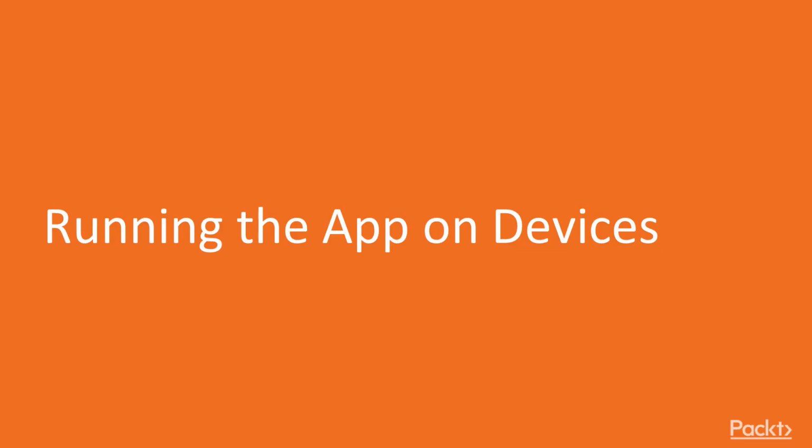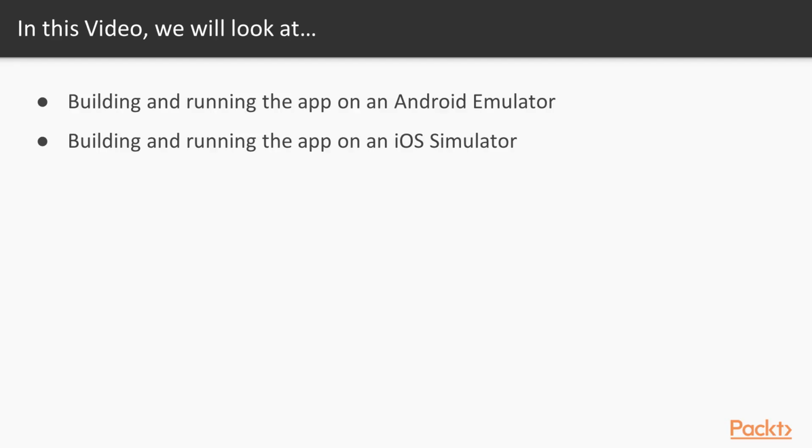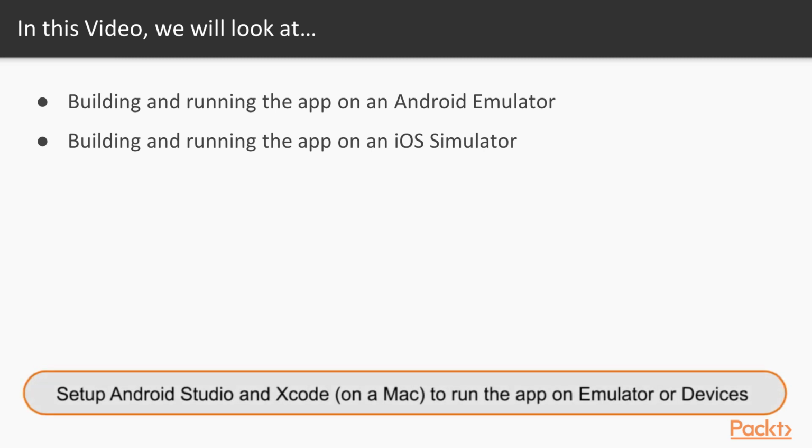In this video, we are going to learn how we can run the Ionic application on Android and iOS devices. So we'll start by building and running the application for Android, and we'll be using an Android emulator to do that. And once we do that, we'll move on to iOS. And for iOS, we'll be using the iOS simulator.